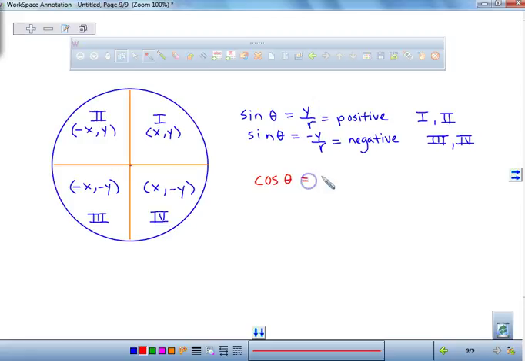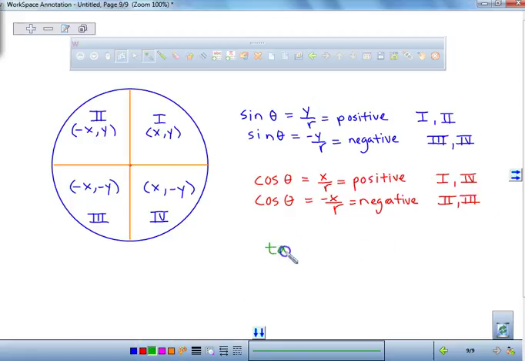Cosine of theta compares your x value to your r value. Where is the x value always going to be positive? 1 and 4. So if you're dealing with cosine and you get a cosine of x answer, guess what? If it's positive, you have 2 answers. What are the 2 answers? 1 and 4. But if the cosine of theta, which compares, let's say, a negative x value to your r value, now your cosine of theta is negative, where are your 2 answers located? 2 and 3.